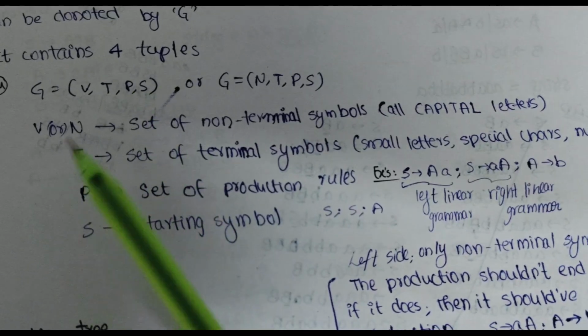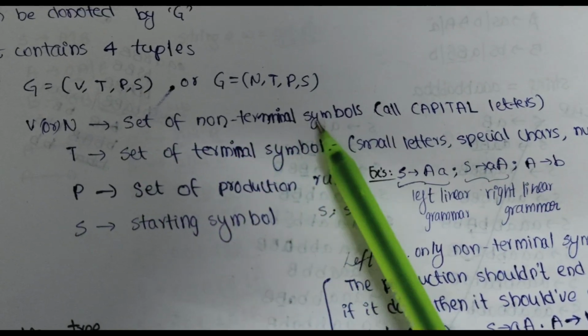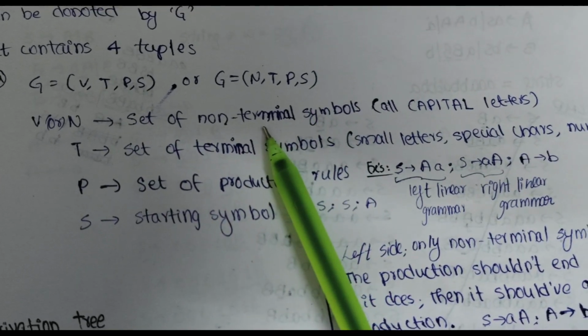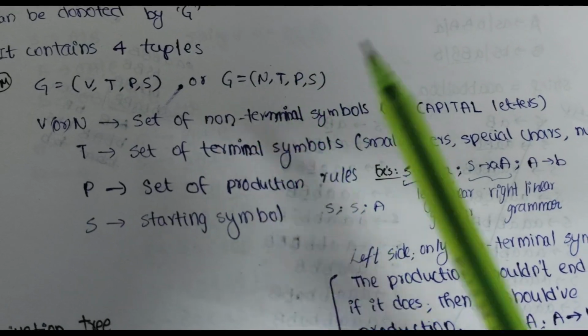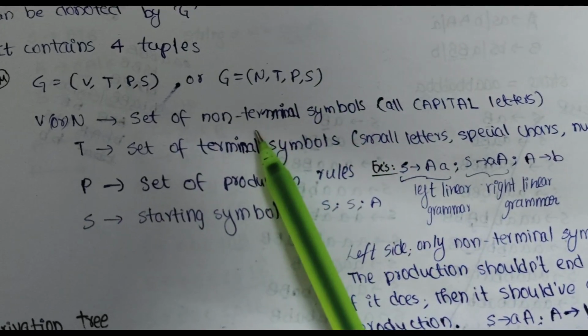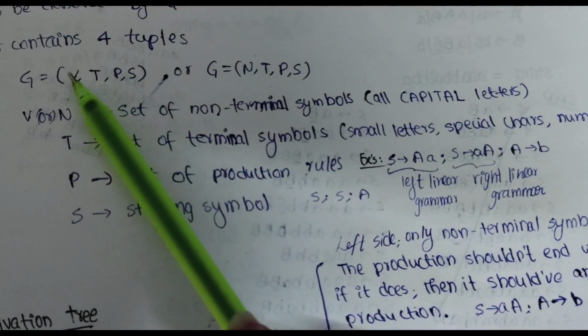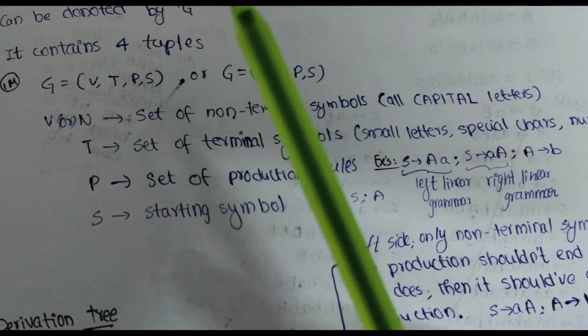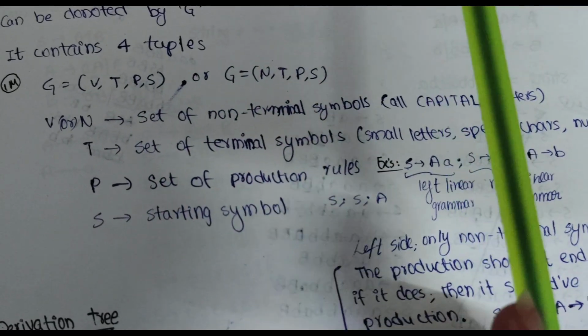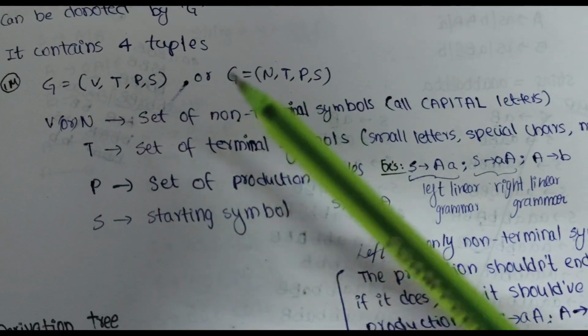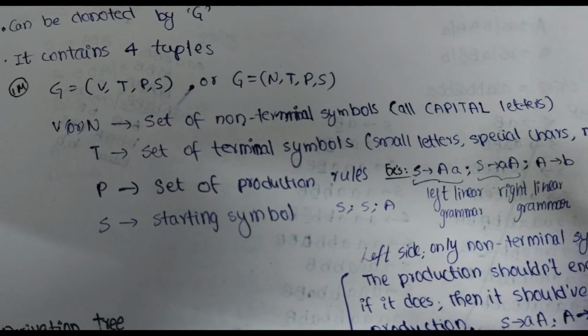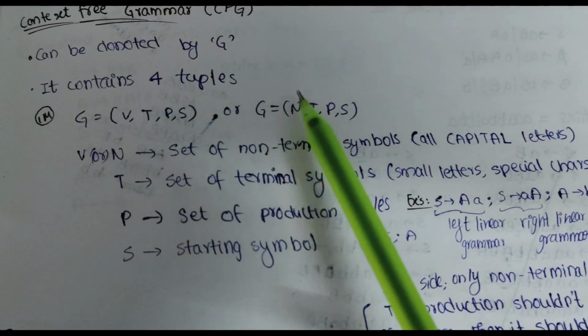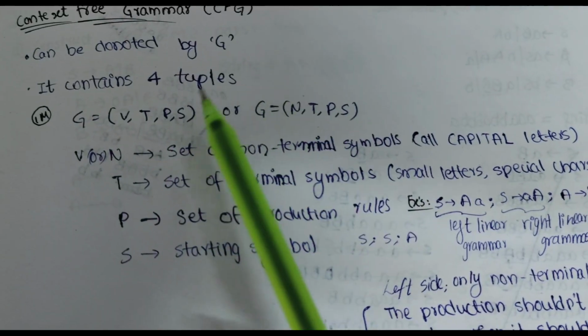V or N is nothing but the non-terminal symbols. Non-terminal symbols means capital letters. Terminal symbols means small letters. So V or N represents the capital letters. T represents the terminal symbols, which is nothing but small letters, special characters, numbers, etc. So this T represents the terminal symbols.